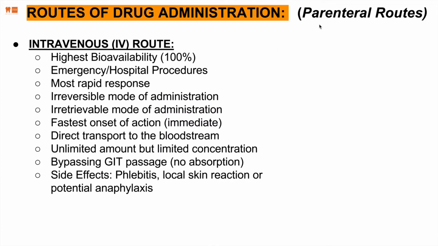Next is intravenous, IV, is parenteral route number 1. It's got the highest bioavailability, 100%, directly into the blood, no exceptions whatsoever. Emergency, hospital procedures. We know that IV drips and direct injections are ideal for emergency situations. Most rapid response. However, it is still a irreversible and irretrievable mode of administration.